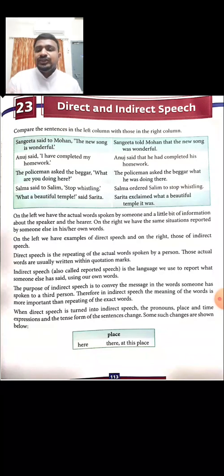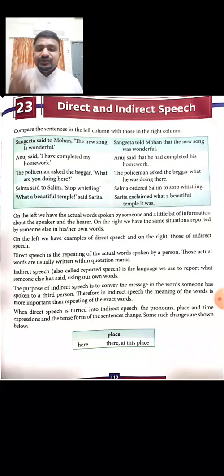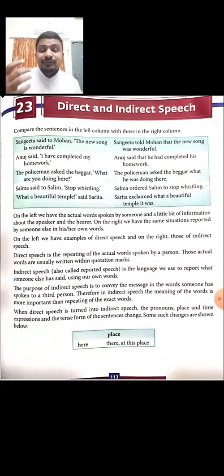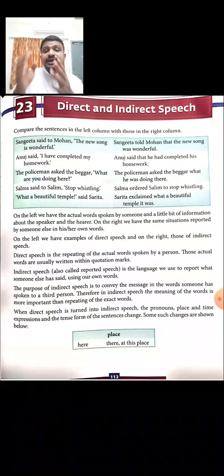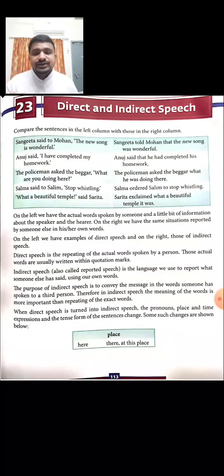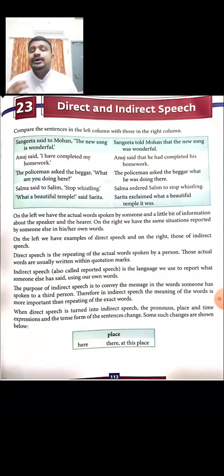Now, what is the purpose of indirect speech? It is to convey the message in the words someone has spoken to a third person. I hope you watch the news channels. In the news channels, what they do is they report the things. So, what they use is the reported speech. That means someone has spoken to a third person. Therefore, in indirect speech, the meaning of the words is more important than repeating the exact words.